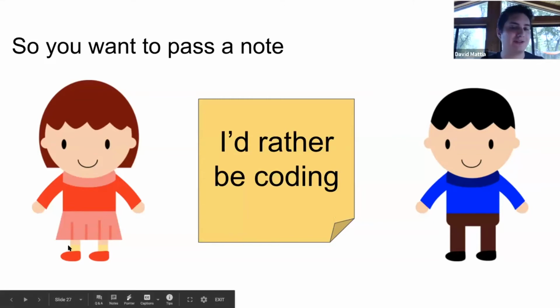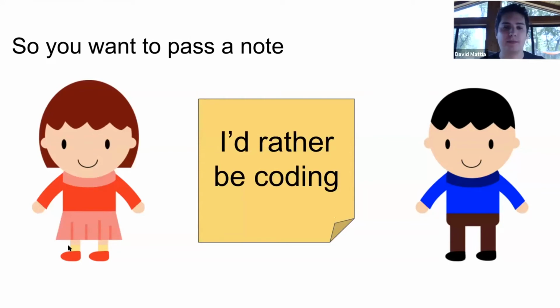You're pretty bored, so you say, I'd rather be coding right now. Now, as long as nobody sees you pass this note and you hand it directly to your friend and they read it and they're the only ones who read it, then mission is accomplished, because the only intended recipient of your message was able to understand what you wanted to convey without anybody else being able to read that message.